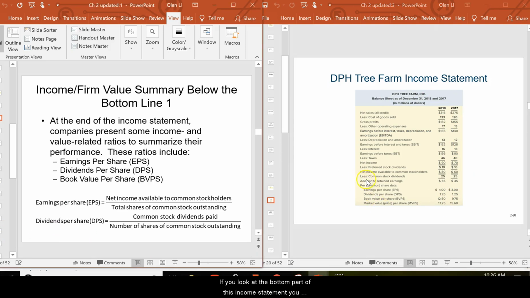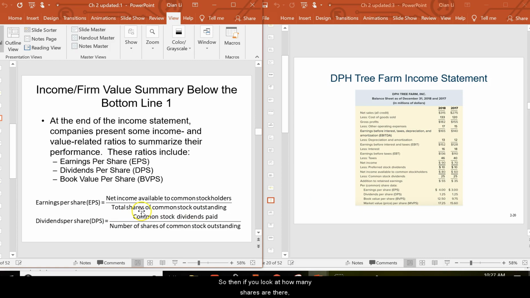If you look at the bottom part of this income statement, you see they provided some per share data. So these are the information provided by the company to summarize their performance. So the first one is EPS, earnings per share. Earnings per share is simply the earnings, which is actually the net income available to common stockholders. The result you have here, net income available to common stockholders, they belong to all the common stockholders.